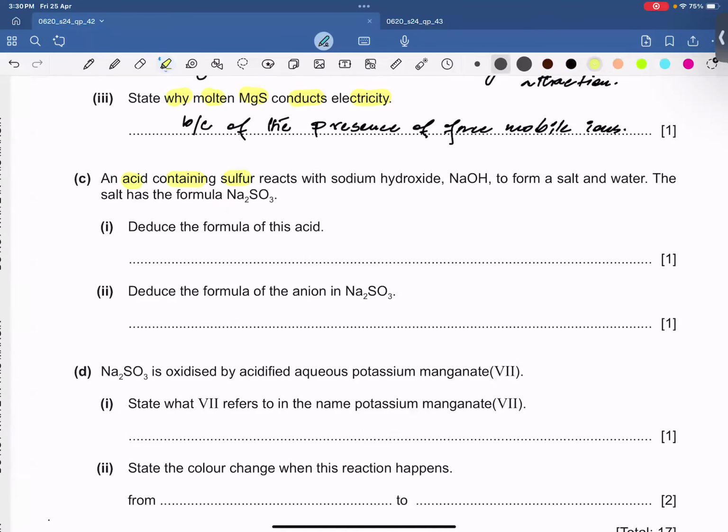An acid containing sulfur reacts with sodium hydroxide to form salt and water. The salt has a formula sodium sulfite. Deduce the formula of this acid. Obviously, this sulfite comes from sulfurous acid, and sulfurous acid has a formula of H2SO3. We have done that in class.